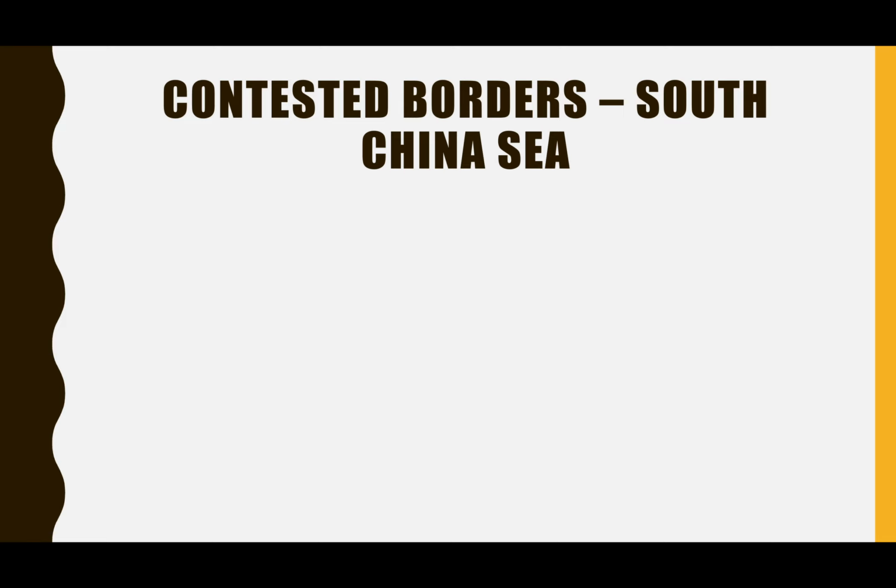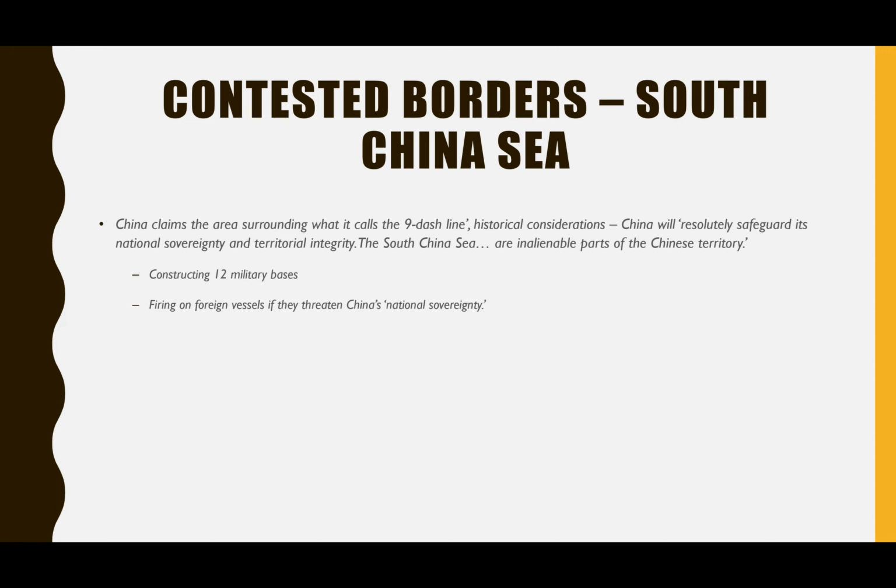But also there are states like China who believe that they have a historical claim to that area. So China claims that area belongs to them because of the 9-dash line. So their history. They have said that they will safeguard this territory and that it's part of their territorial integrity. It's an inalienable part of Chinese territory. And this has become more apparent because they believe that this territory is theirs because they are now establishing islands in that area and then militarizing those islands. So they now have 12 military bases in the South China Sea. Therefore, they believe that territory then is theirs.